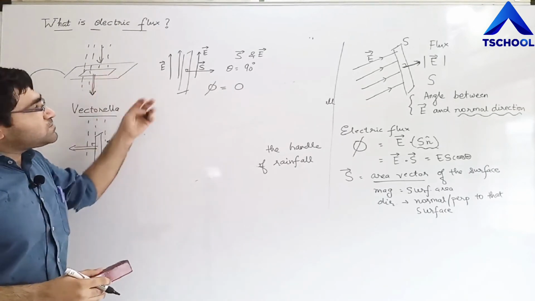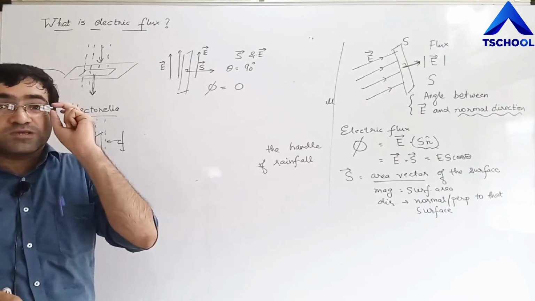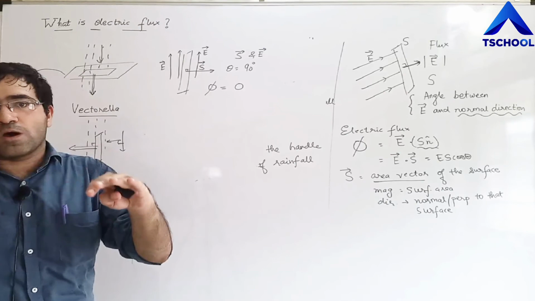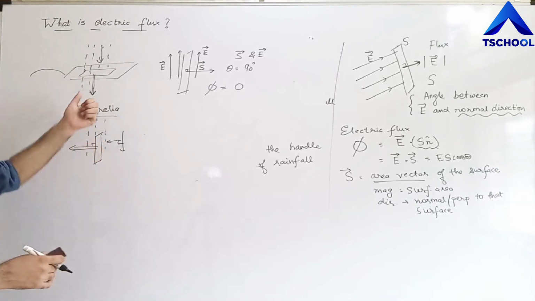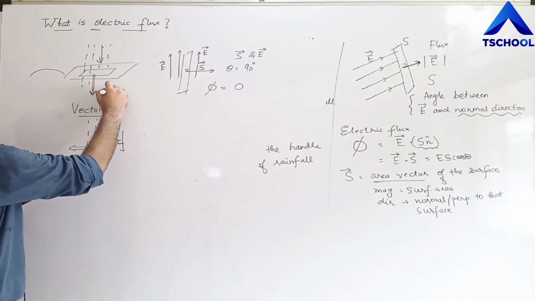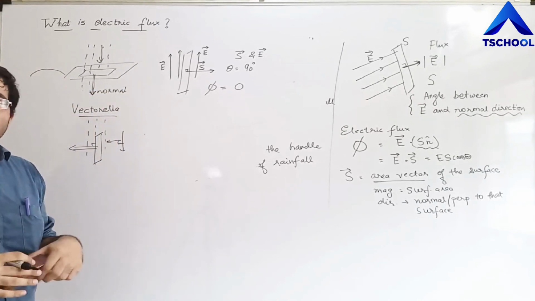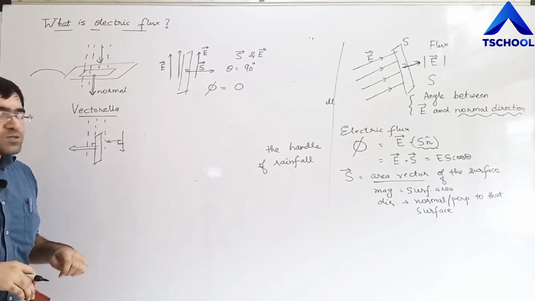So what this means is that if you want intuition about electric flux, you should use the example of rainfall falling on a flat umbrella with a handle. That handle actually indicates the normal direction. I hope now you realize why I thought of such an example. So that is what electric flux is.